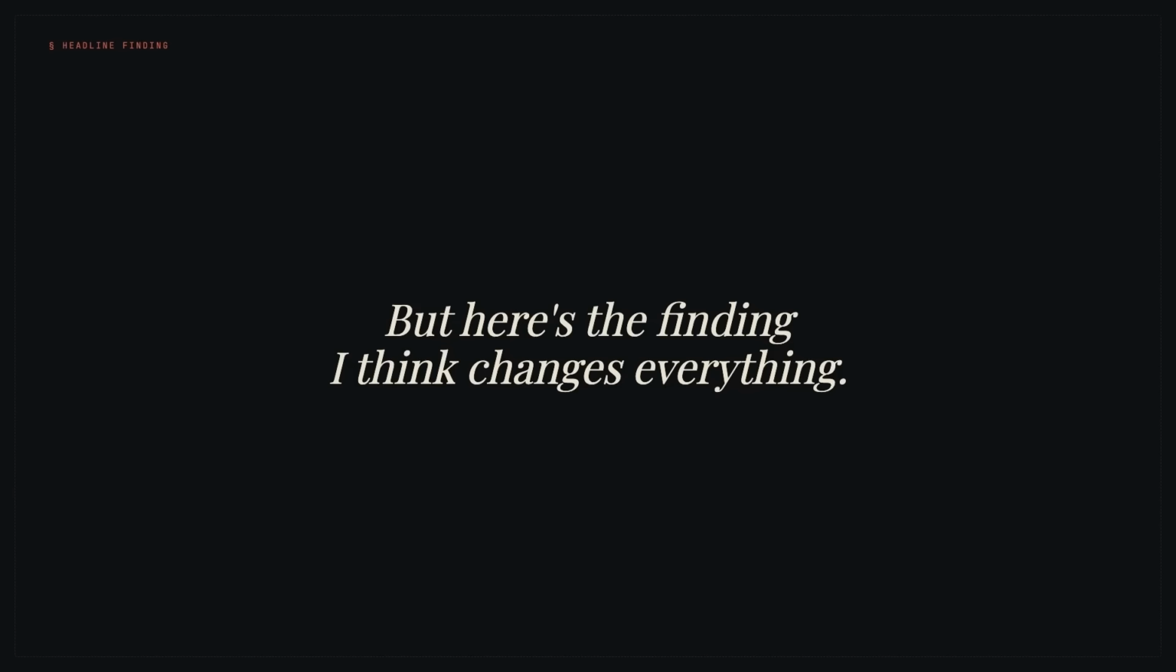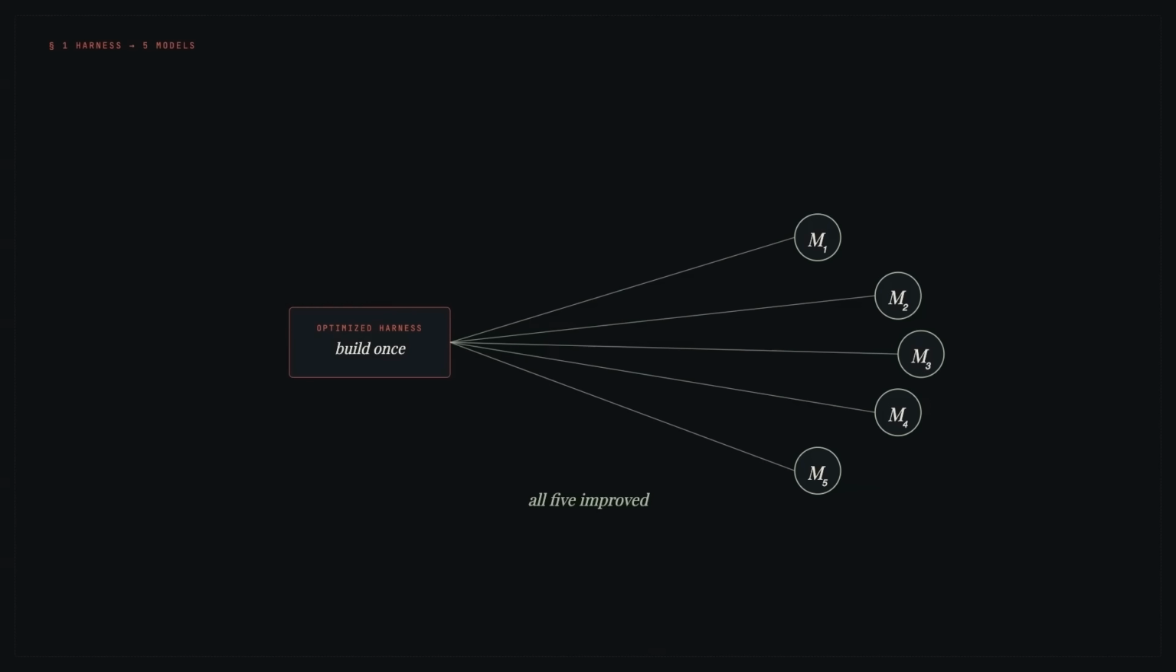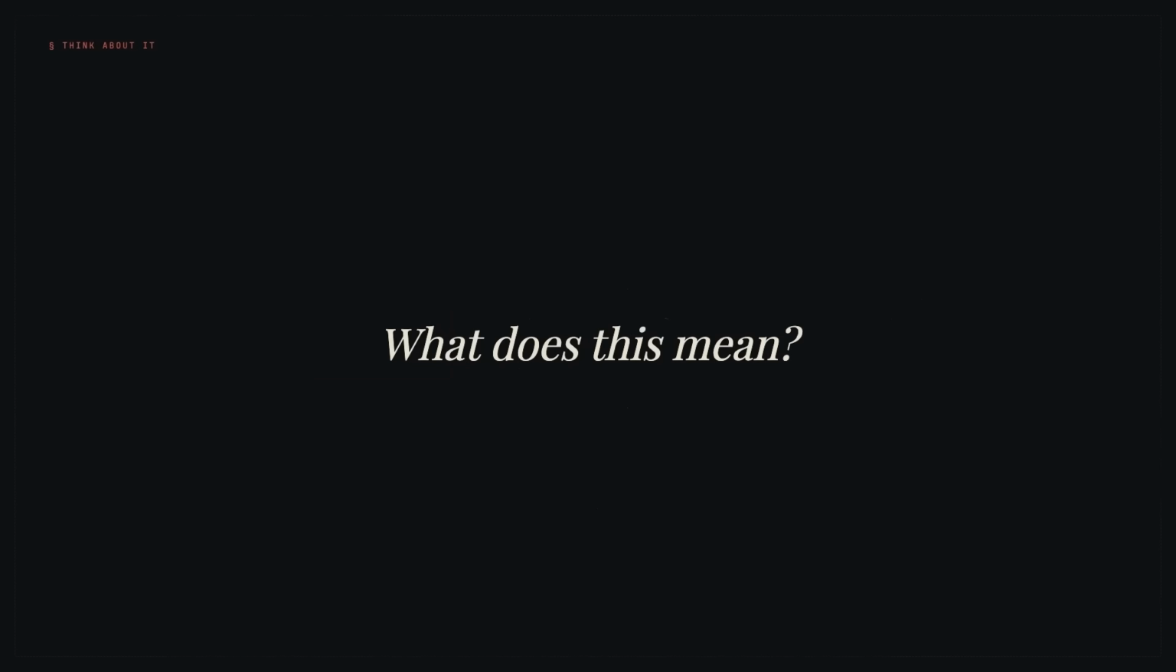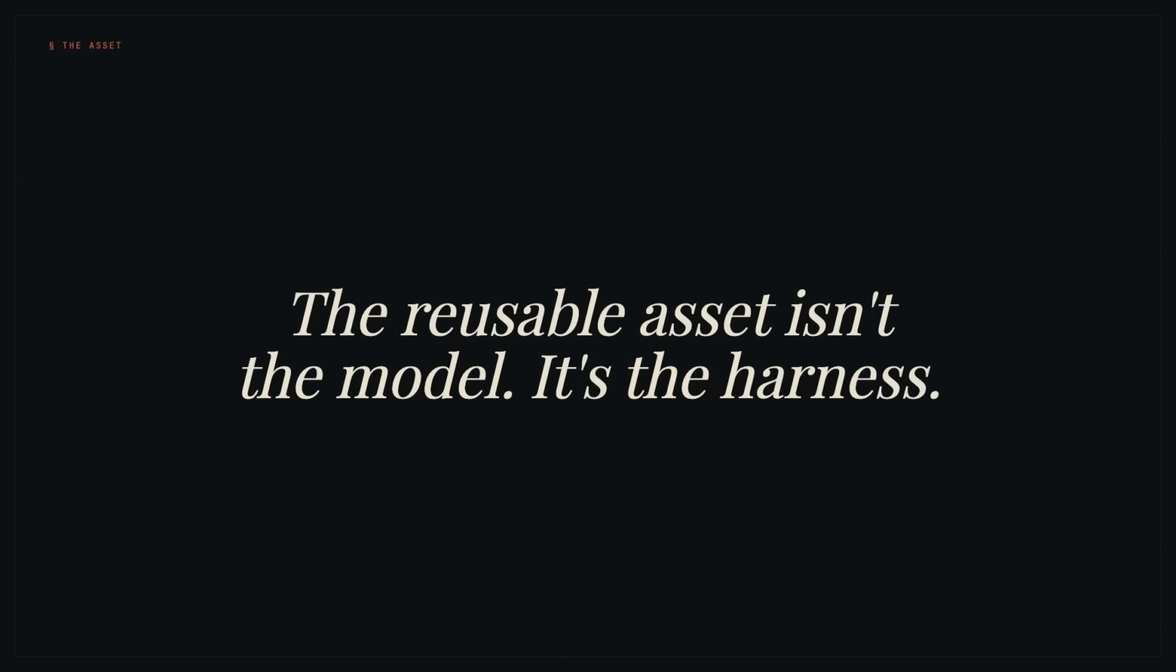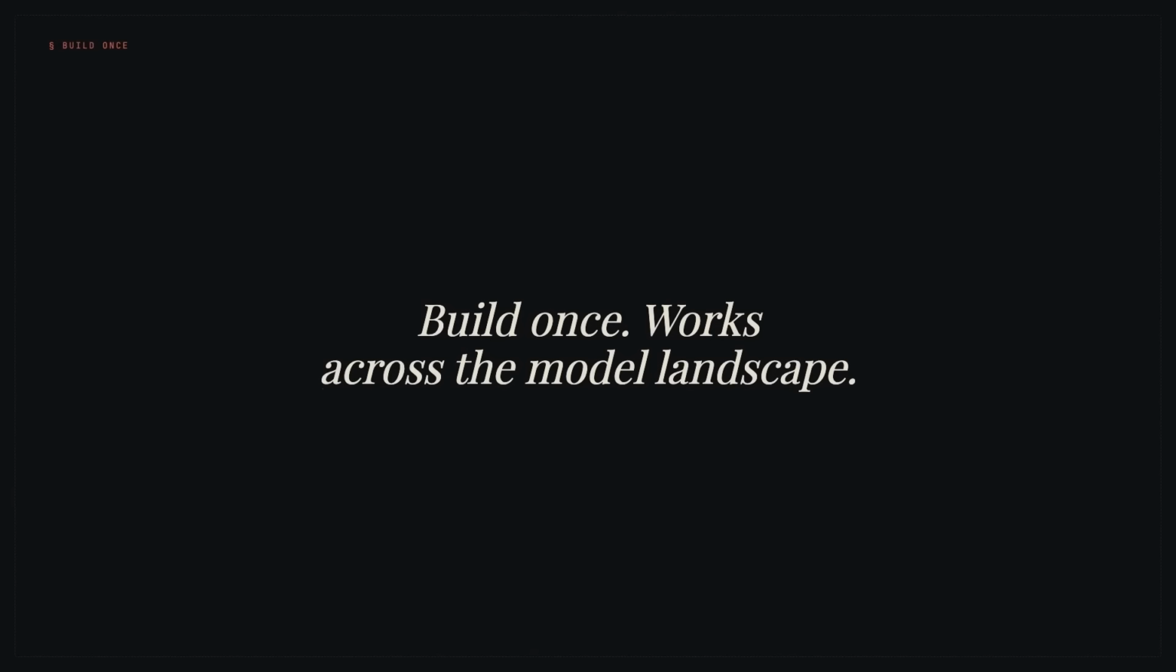A harness optimized on one model transferred to 5 other models and improved them all. So think about this. What exactly does this mean? The reusable asset is not the model, it's the harness. You can build it once, and it works across the model landscape. Now, I don't want to generalize it too much.